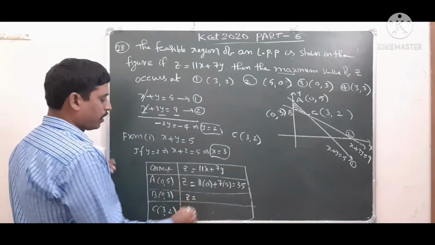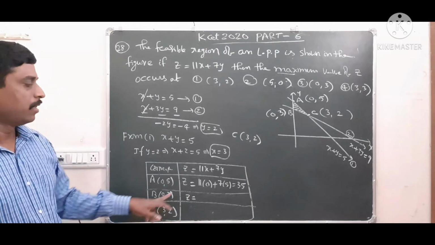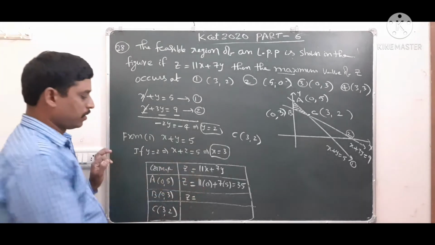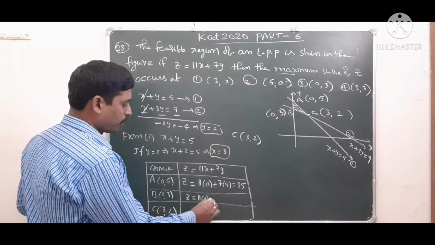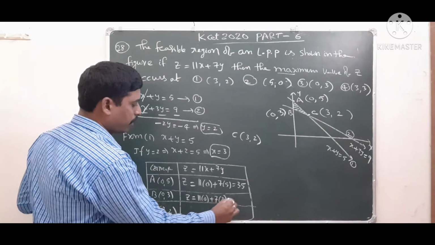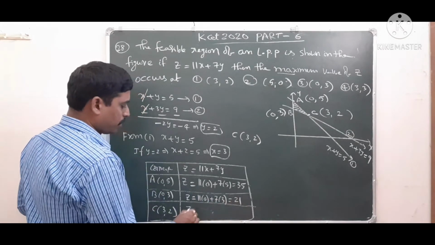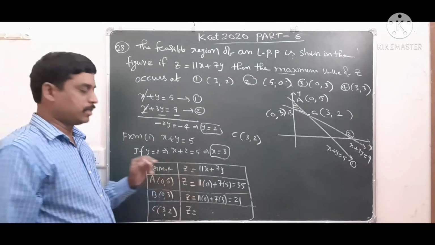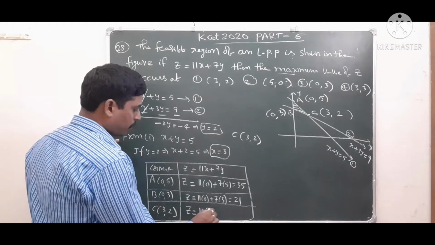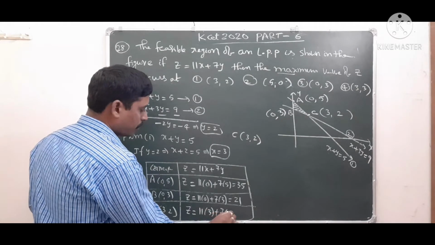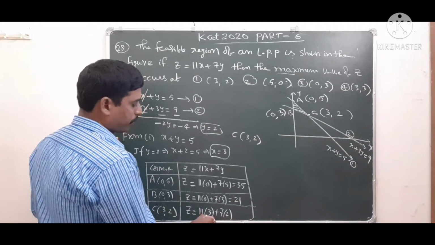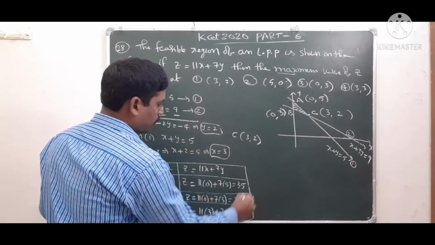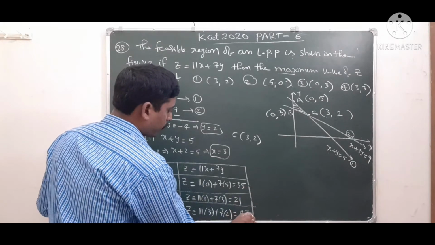Next, the second point, at (0, 3), now we have to find the z value. So 11 into 0 plus 7 into 3, this will be 21. Next, at (3, 2), now we have to find z. So 11 into 3 and 7 into 2, 14 plus 33. 14 plus 33, this is equal to 47.